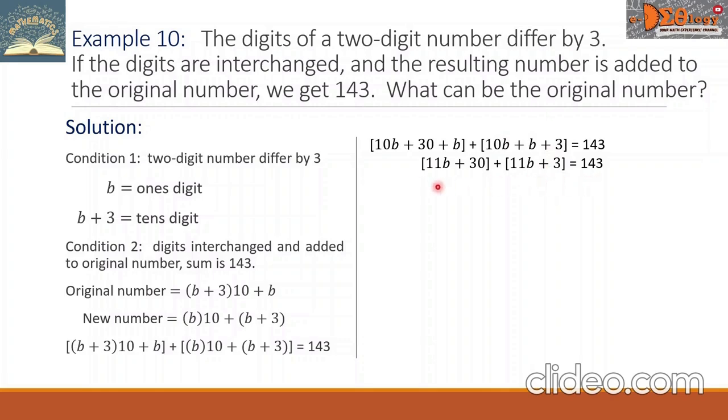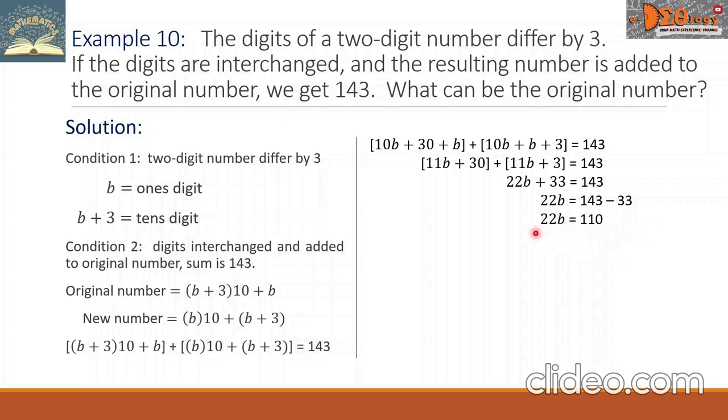From here, we remove the grouping symbols and combine like terms. That means 11b plus 11b, that is 22b, plus 30 plus 3, so we see here 33. Let us solve now for b. This 33 we transpose to the right. So 22b equals 143 minus 33. And the difference is 110.